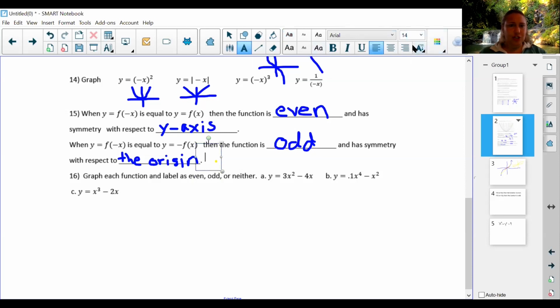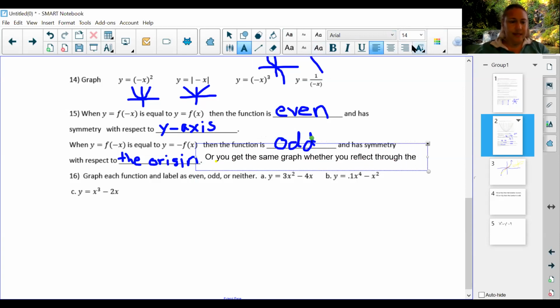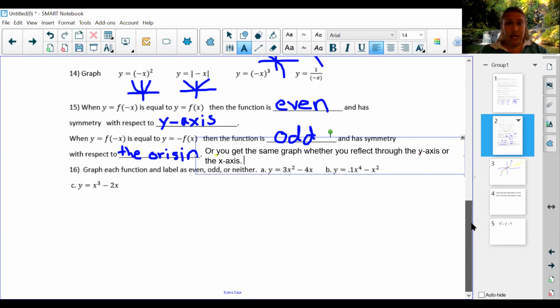Another way to determine that is that you get the same graph whether you reflect through the x-axis or the y-axis. Reflecting through x and reflecting through y gives you the exact same graph. That's another thing that will happen if you have an odd function.